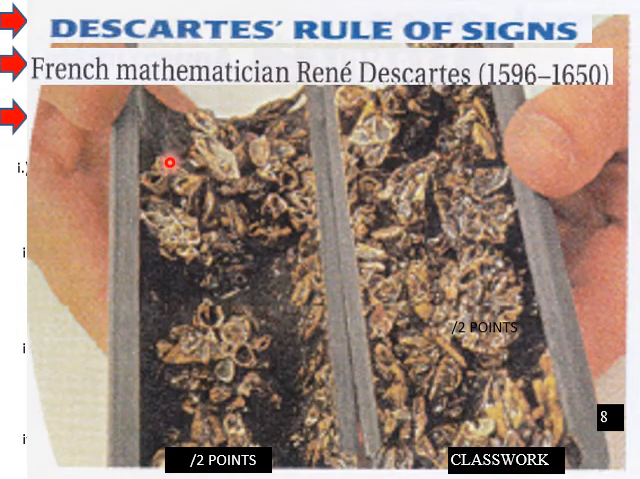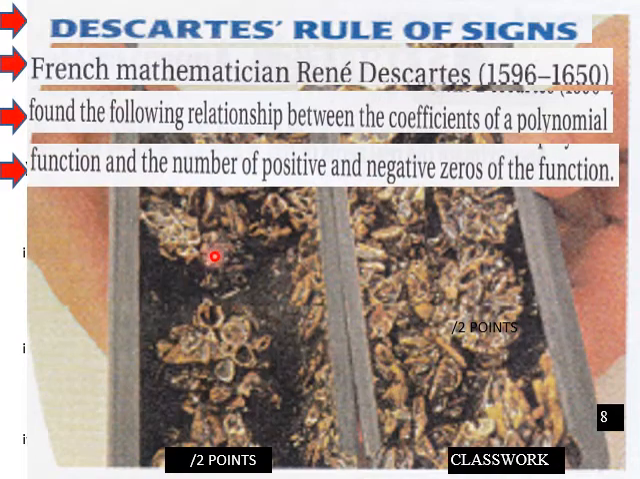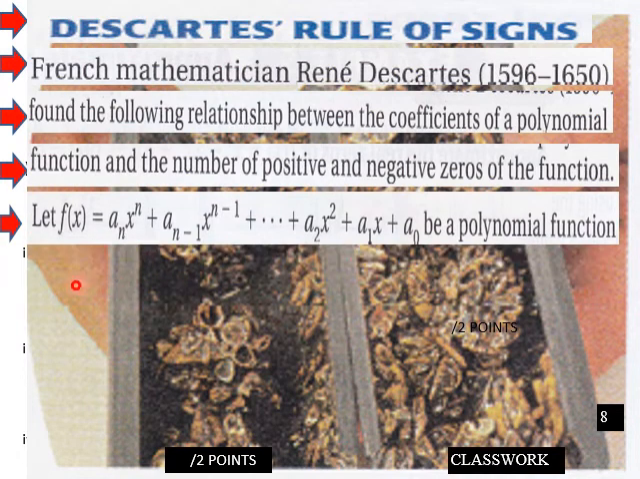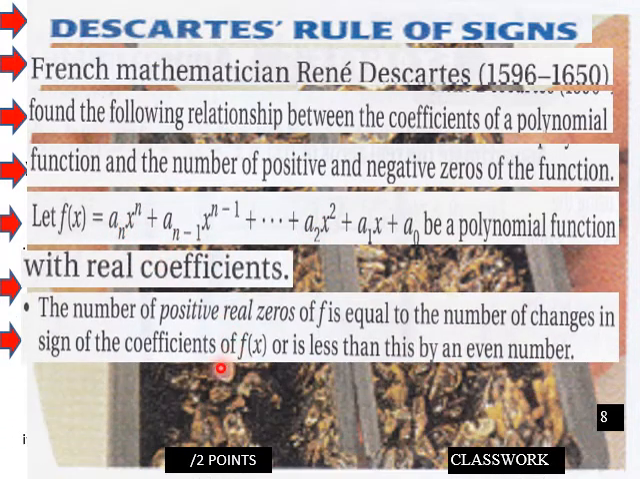Descartes' rule of signs. René Descartes found the following relationship between the coefficients of a polynomial function and the number of positive and negative zeros of a function. So here's our standard form of a polynomial, decreasing degrees of terms with real coefficients here.